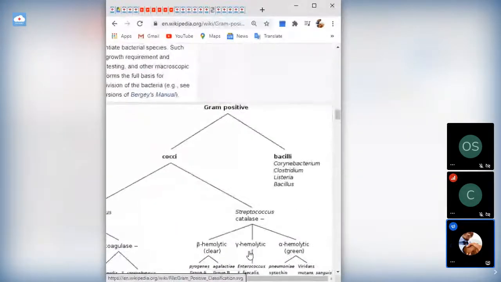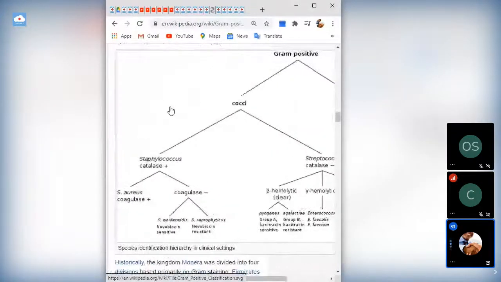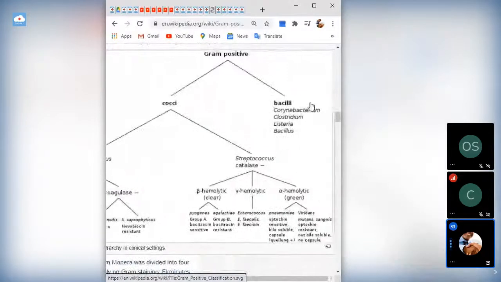So the gram-positive organisms: cocci are staphylococcus and streptococcus. Then the bacilli are Corynebacterium, Clostridium, Bacillus, and Listeria.